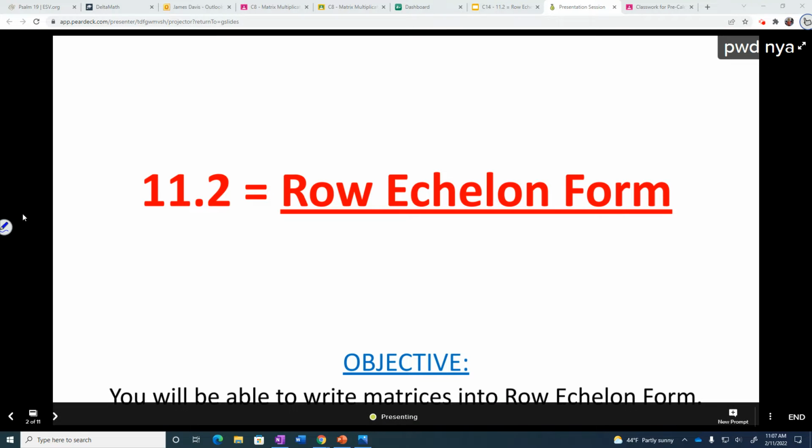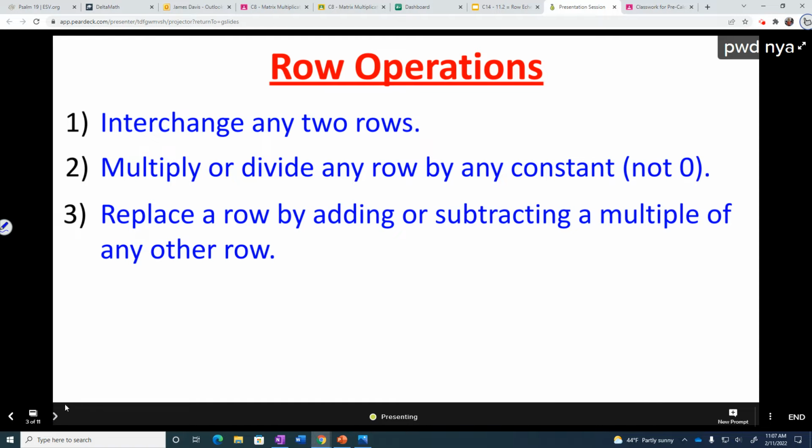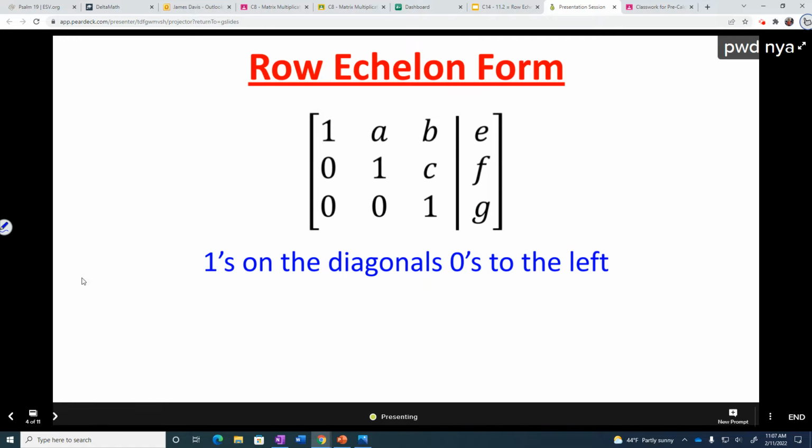So why do we need this? It's actually another way to solve a system of equations, like Cramer's rule was. Here's what we said yesterday, where the row operations we're allowed to do. We can interchange any rows, we can multiply or divide them by a constant, not zero, and you can replace a row by adding a multiple of another row. And this was the row echelon form.